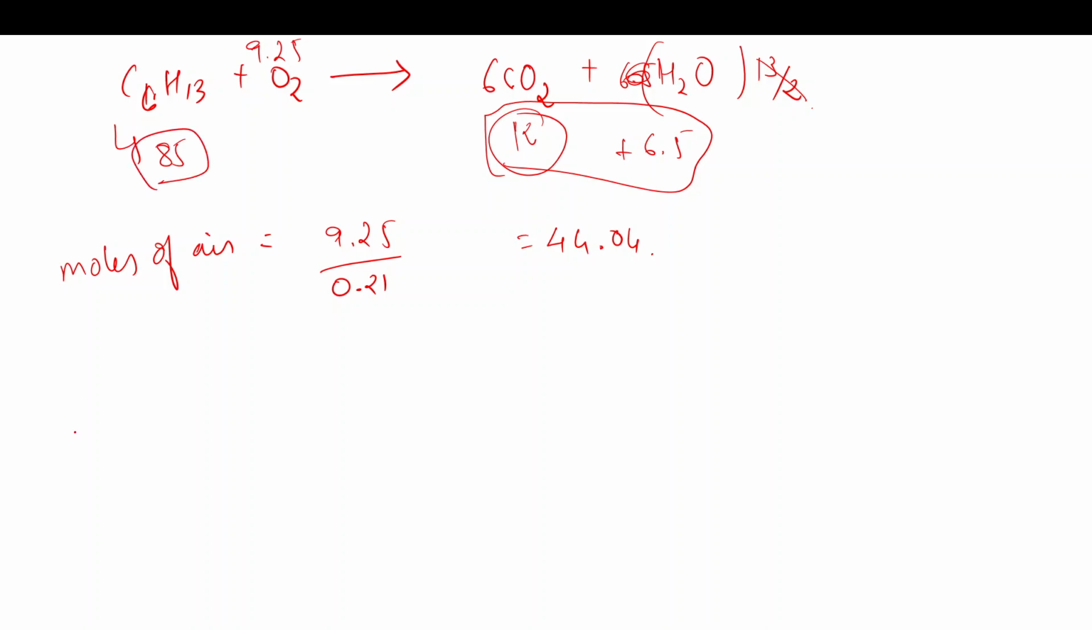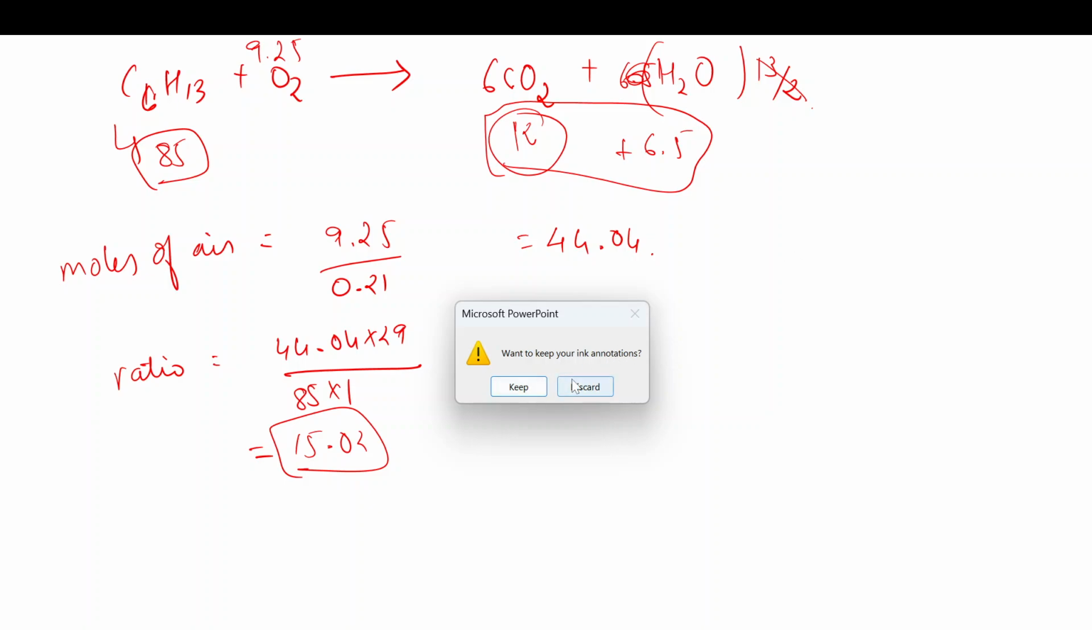85. Okay, so the ratio will be 44.04 into 29 divided by 85 into 1. Calculate this. Is the answer matching now? I got 14.28 by this calculation. No. Acha.